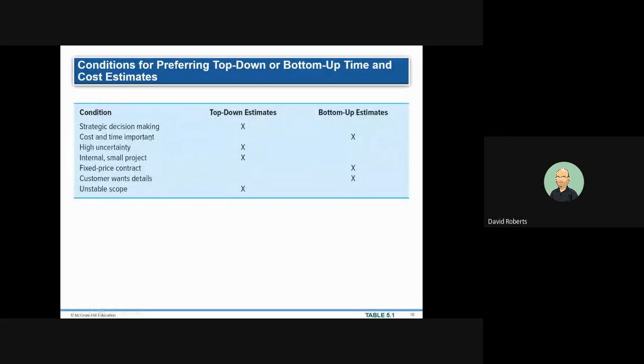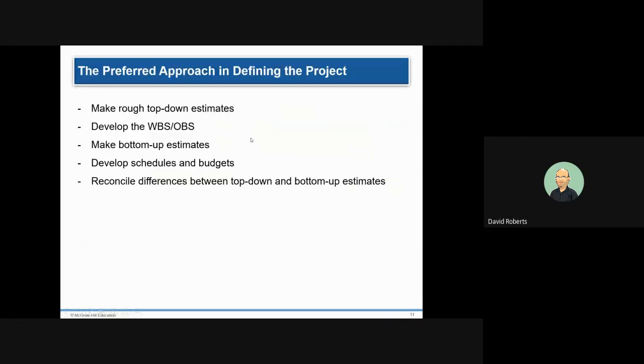Top-down estimates tend to be good for strategic, big, high-level things. Bottom-up is better for when costs and time are important, like getting things done quickly. And you can see the list. Again, I'm not going to go through each one, but there are benefits to each one, and we'll go through that in a moment. The preferred approach is to do some top-down estimates, kind of roughly, how much is this roughly going to cost? If we want to build a new event center in Calgary. You should also do bottom up if you have the time. Try and get a plan.